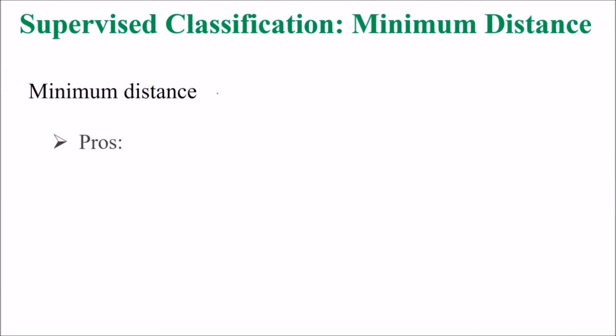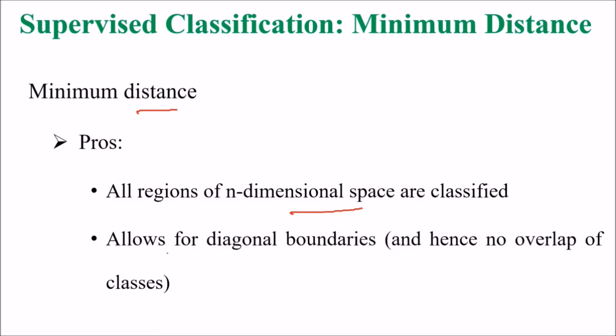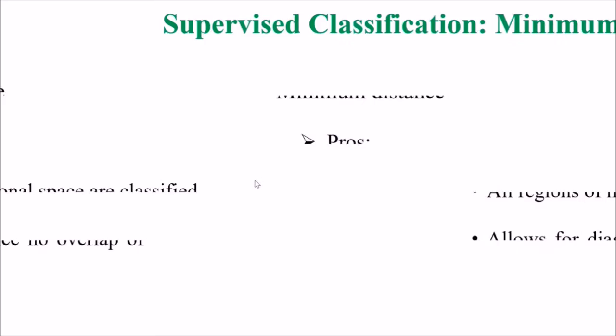In the minimum distance, what happens? All regions of n-dimensional space are classified, and it allows for diagonal boundaries also, and hence there is no overlap for classes, as we have seen in the parallelepiped.